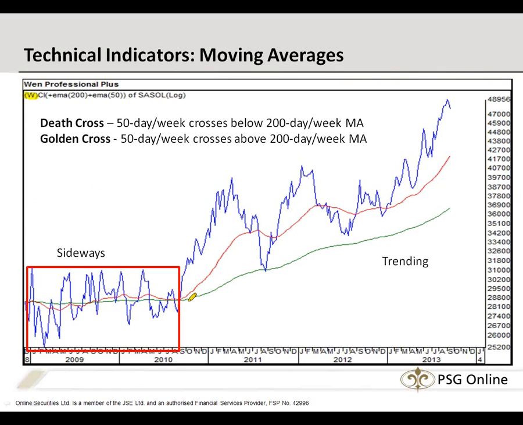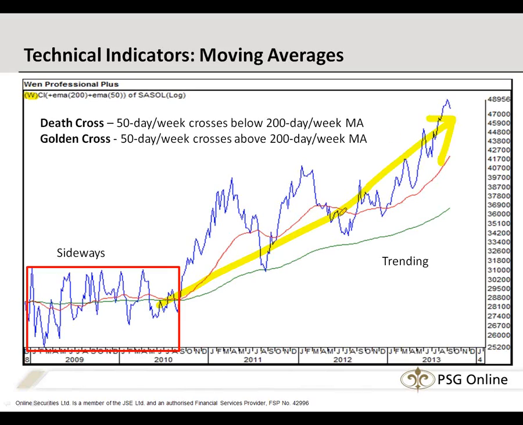So this would be a 50-week moving average and a 200-week moving average. But it can also be the same thing for a daily graph. We talk about a death cross and we talk about the golden cross. When that 50-day moving average crosses above the 200-day moving average, we call that a golden cross. Now, anything above that will be good news, like we have at the moment here. This is good news. The trend is up.